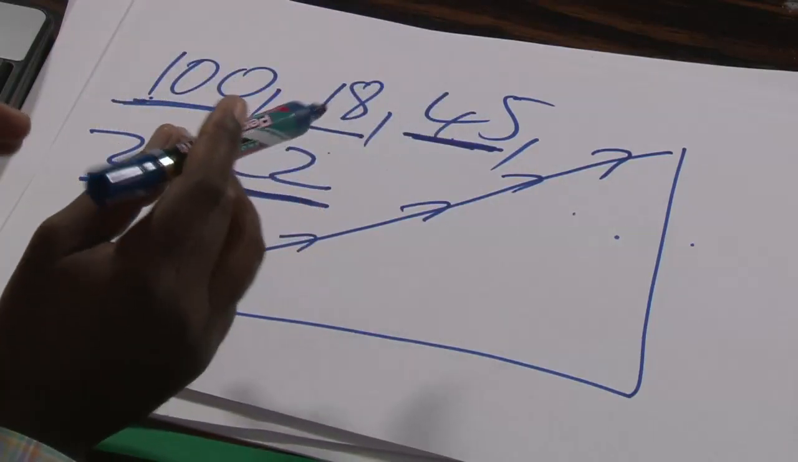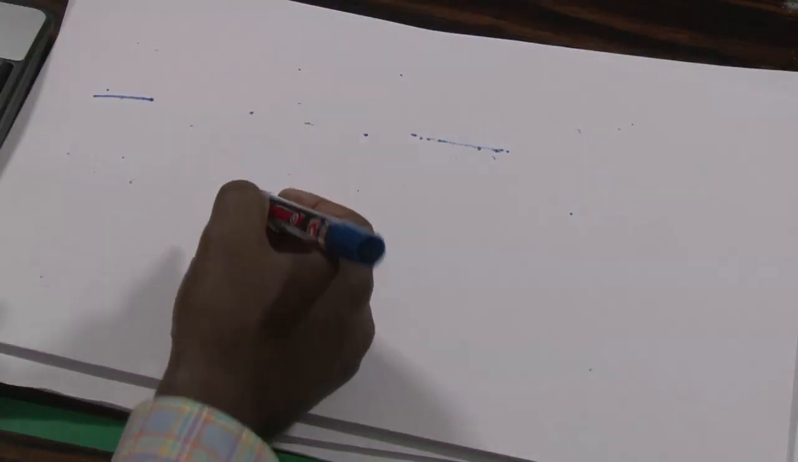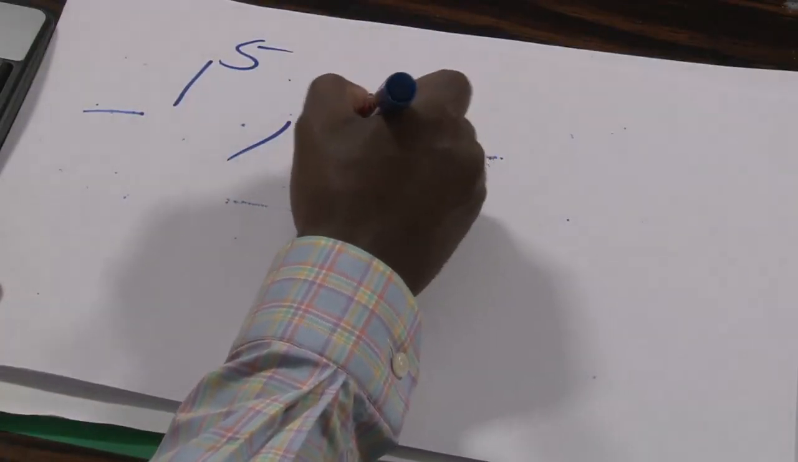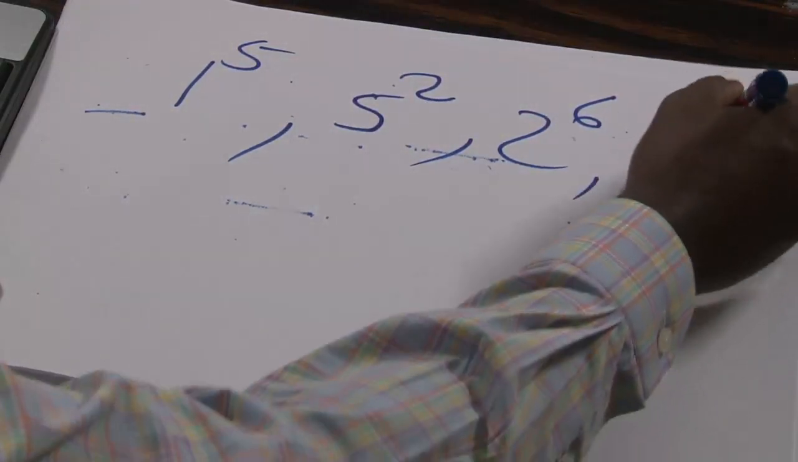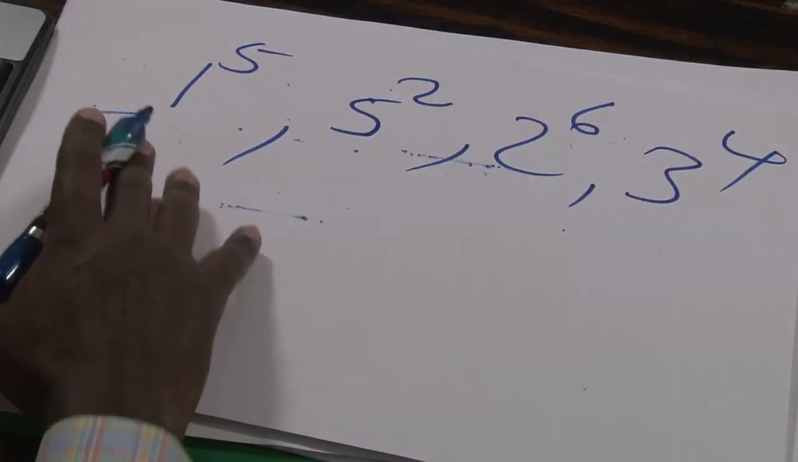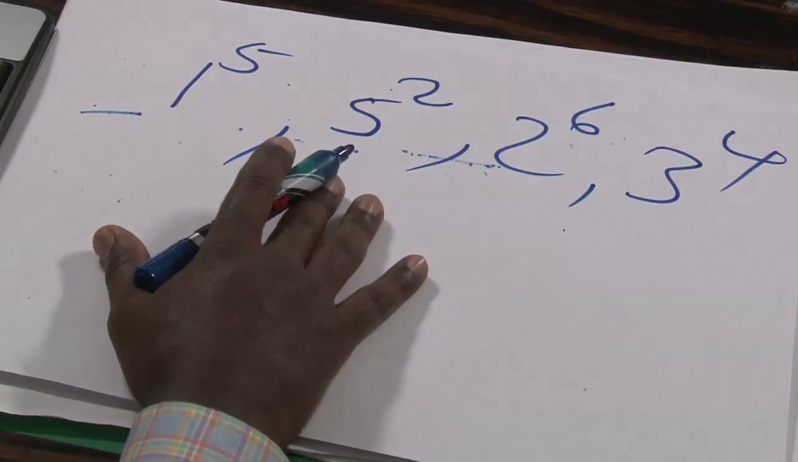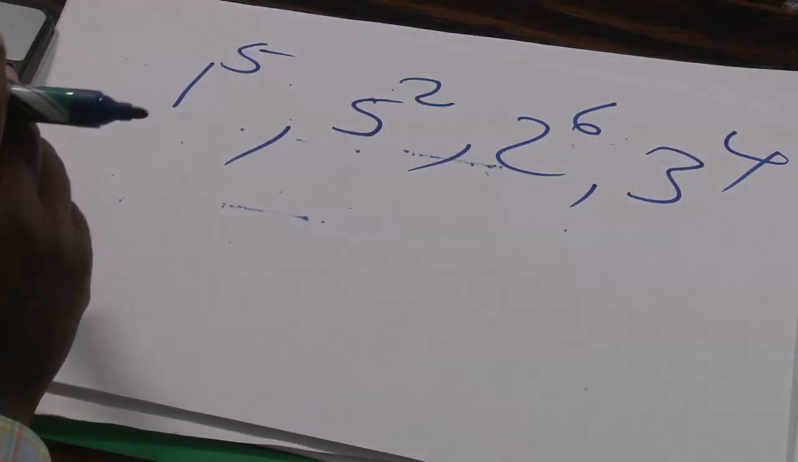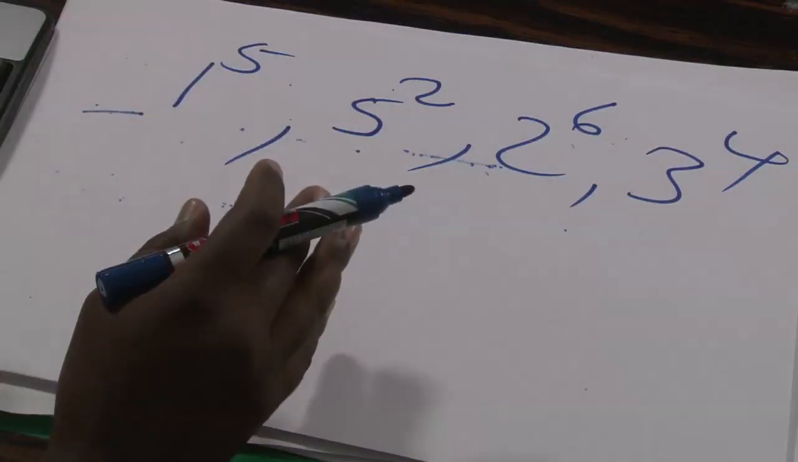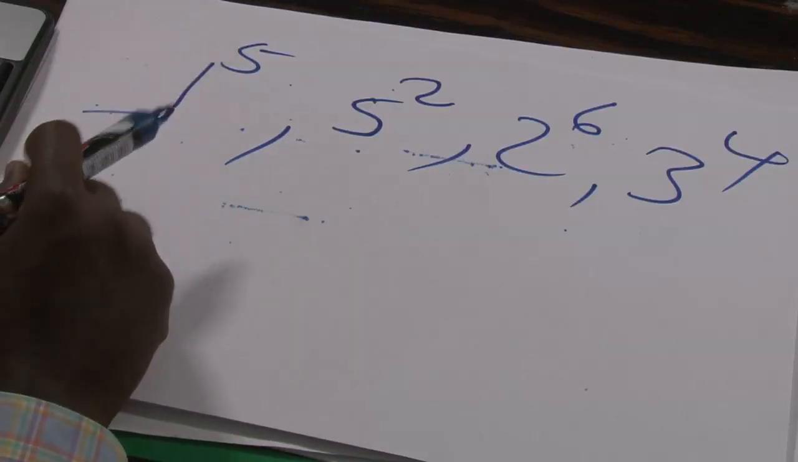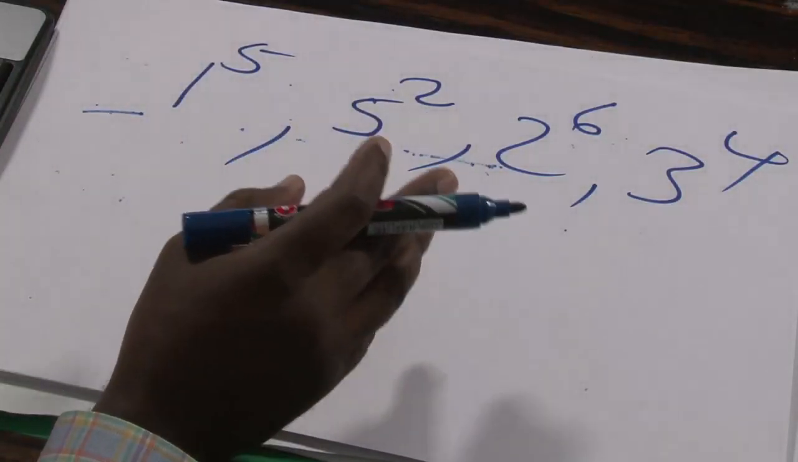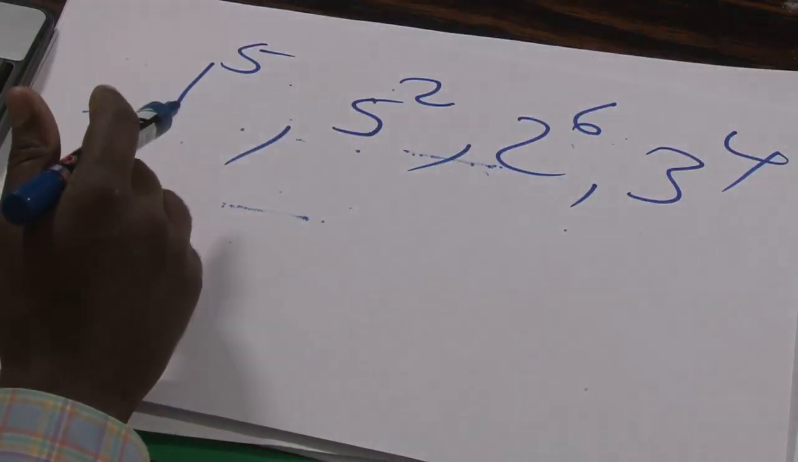But it becomes a bit complex when you have numbers, for example, like 1 to the power 5, then 5 to the power 2, then 2 to the power 6, and then 3 to the power 4. Now, you will not know which number is bigger than the other one. So what you need to do is write them out first and see what is 1 to the power 5, what is 5 to the power 2, what is 2 to the power 6, and so on. So you need to work them out.